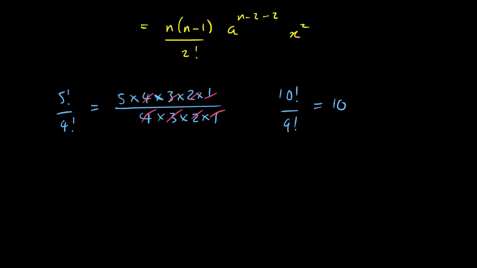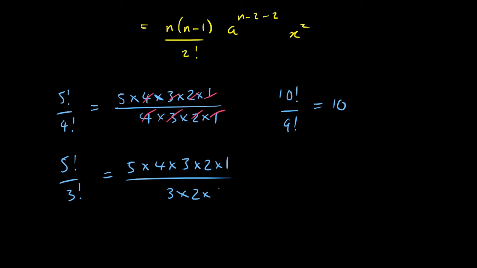Well, let's expand the idea. Let's say I was to do 5 factorial over 3 factorial. Then how's that going to change it? Well, on the top, I still get 5 times by 4 times by 3 times by 2 times by 1. And on the bottom, I'm going to get 3 times by 2 times by 1. So if I cancel off, what am I going to be left with? I'm going to be left with 5 times by 4.